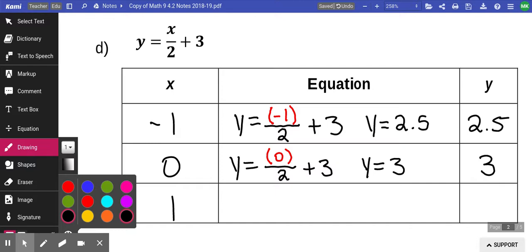My third one, I have x equals 1. So I go back to my original equation. I'm changing x to be 1. If you use your calculator, 1 divided by 2 is 0.5, I add 3 to that, I get 3.5.